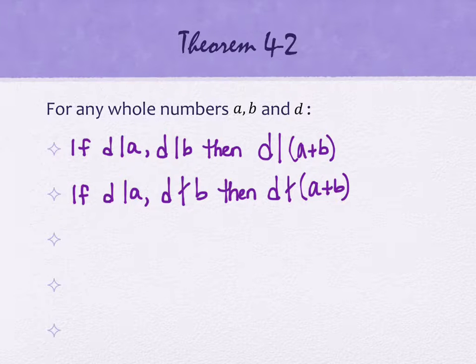Now, I'm about to go on to the third one, but let me show you what the third one's not. The third one does not say if D does not divide A, D does not divide B, what happens? Because the answer is you don't know. It might divide if you add them together, and it might not. Okay? So we don't have a theorem piece about what happens when it doesn't divide each of the individual pieces.